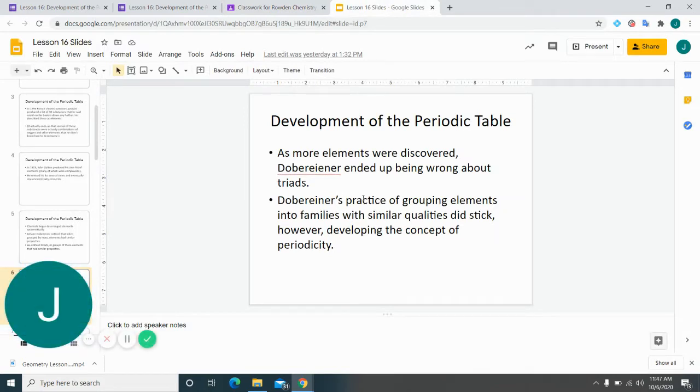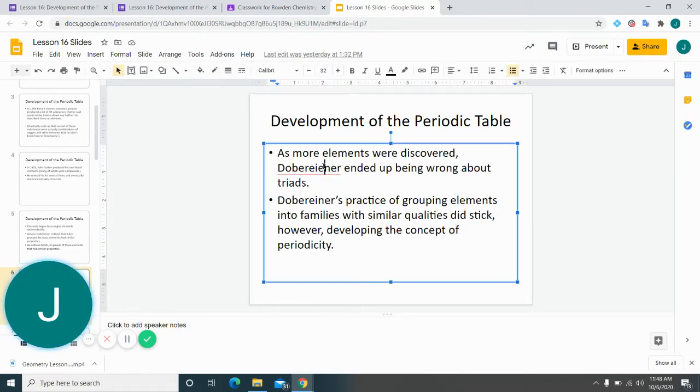So grouping them by mass and finding similar qualities, that actually is how this is going to work. But he was wrong about triads. He was wrong about every 3 elements having something in common. He just found that at the time because we didn't know very much, so there were a lot of gaps. But as we discovered more elements and started organizing them by mass, his whole idea of triads totally got thrown off. So he was wrong about groups of 3, but he was totally right about expecting to find patterns when you group them in order of mass.